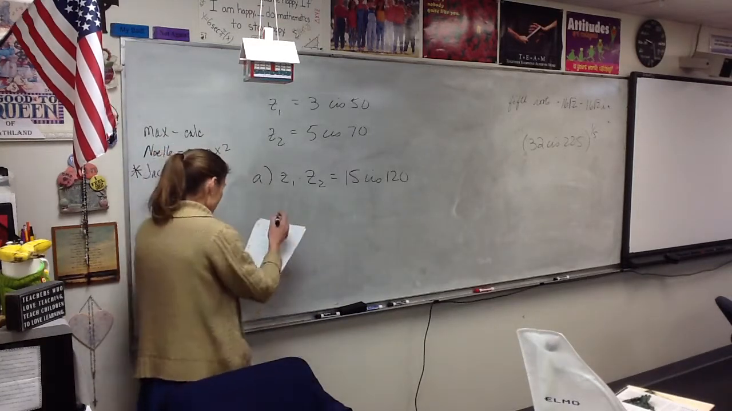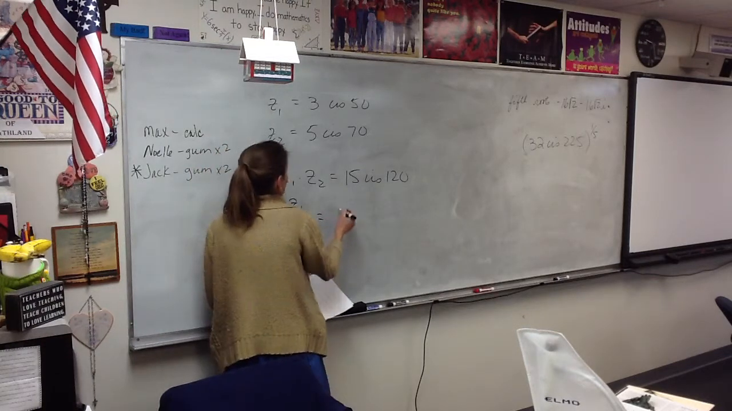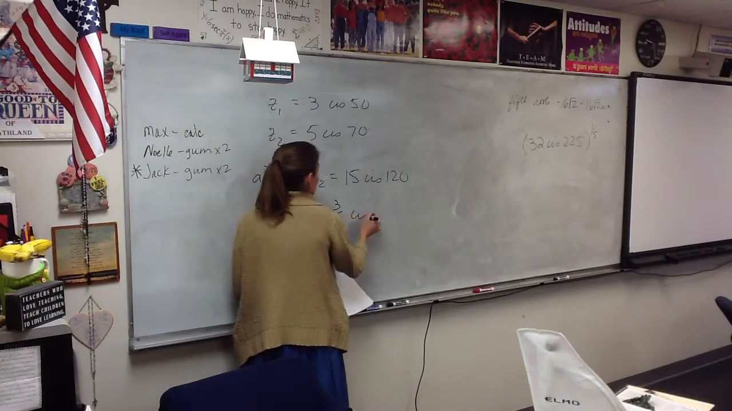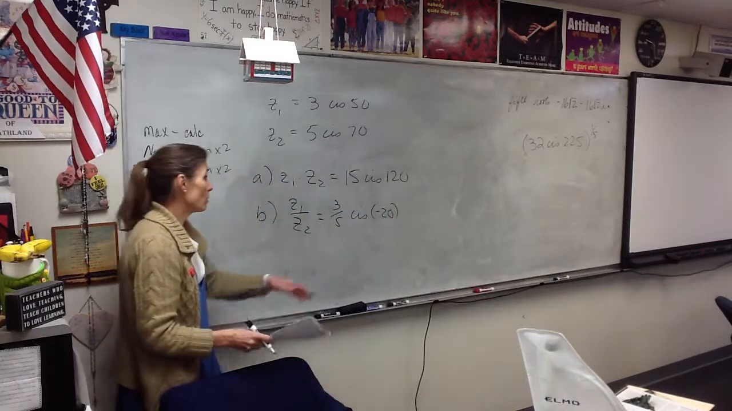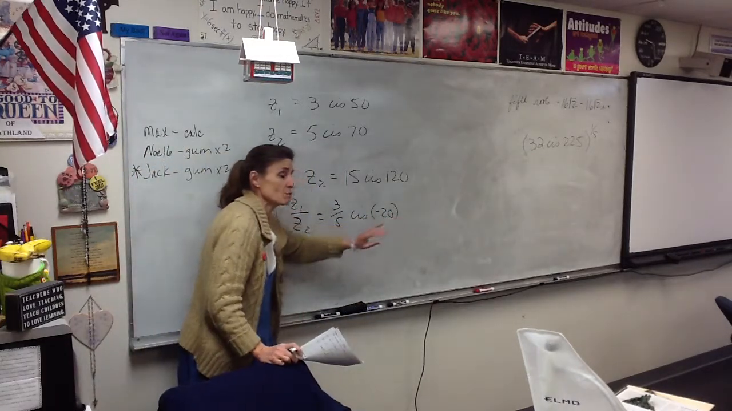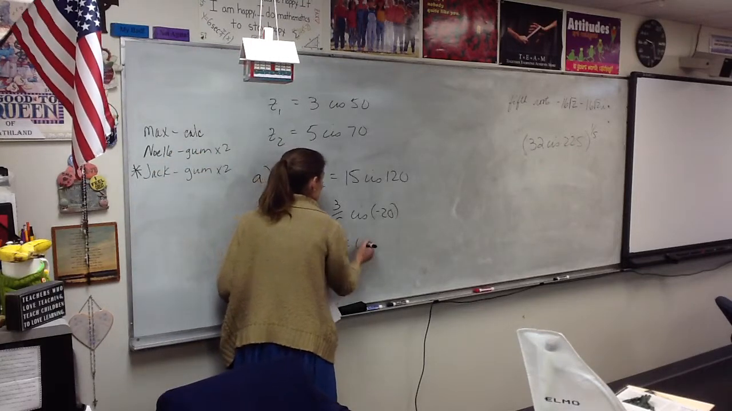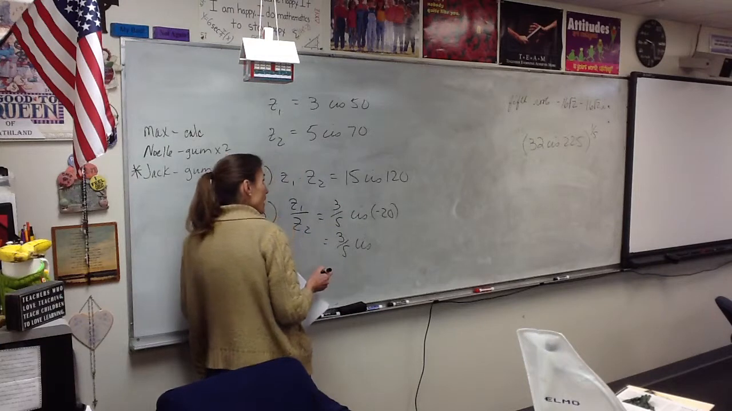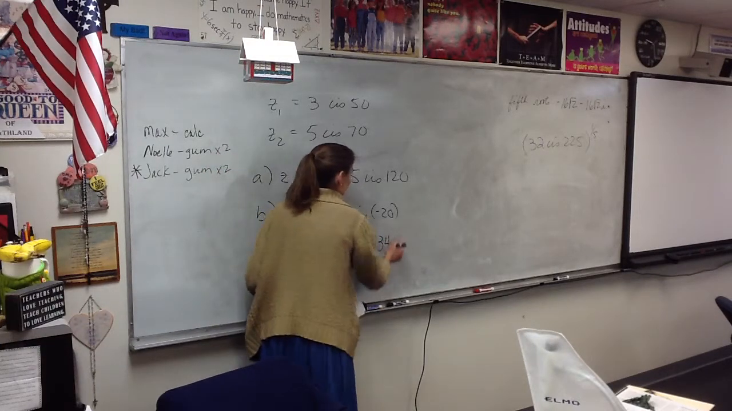That's it. Now how about division? 3/5 CIS negative 20. Oh, wait a minute. What about negative 20? Not allowed to have it. So we'll rewrite it as a positive coterminal angle, which would be 340.